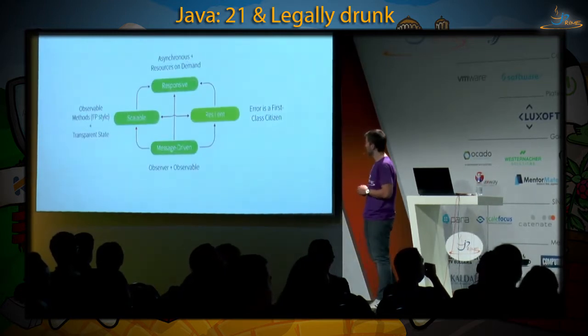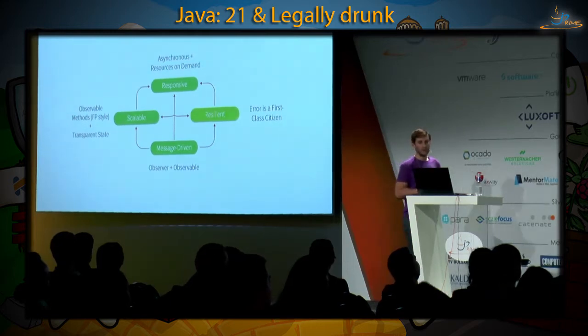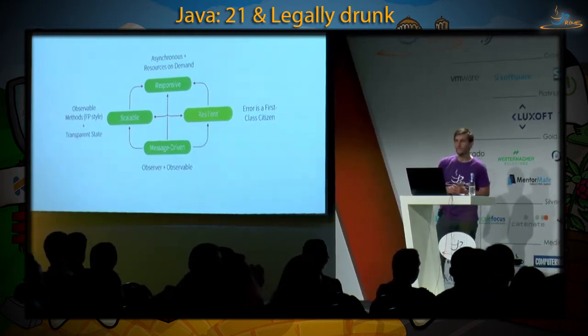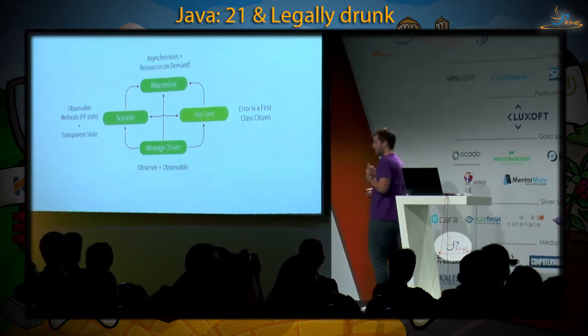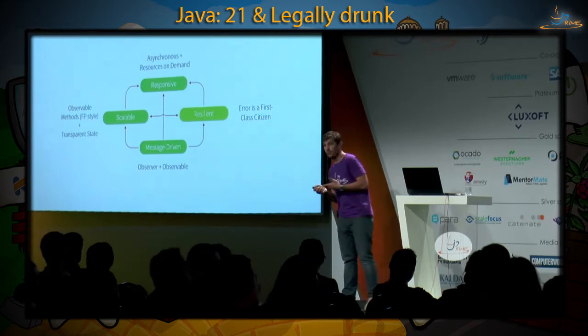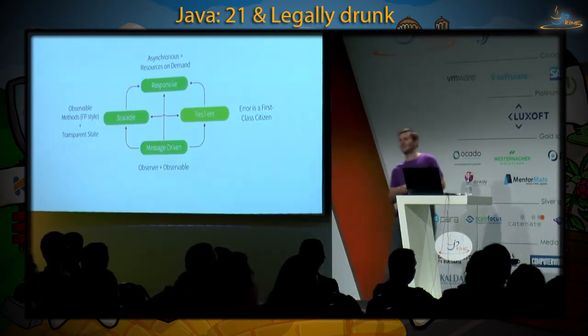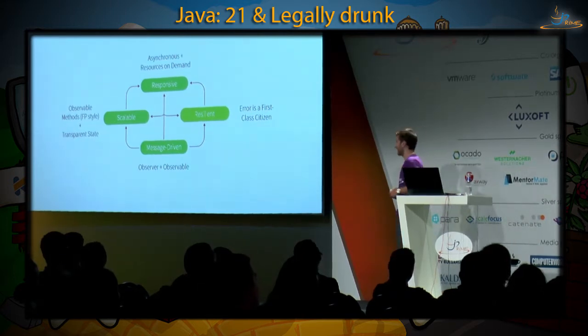Okay, so back to our diagram one last time. In order to tackle responsiveness, we introduced asynchronous execution, and we introduced the notion of resources on demand. I mean, actually, this asynchronous execution is also related to scalability, but it looked nicer this way. But you get the idea. Hopefully, you get the idea.